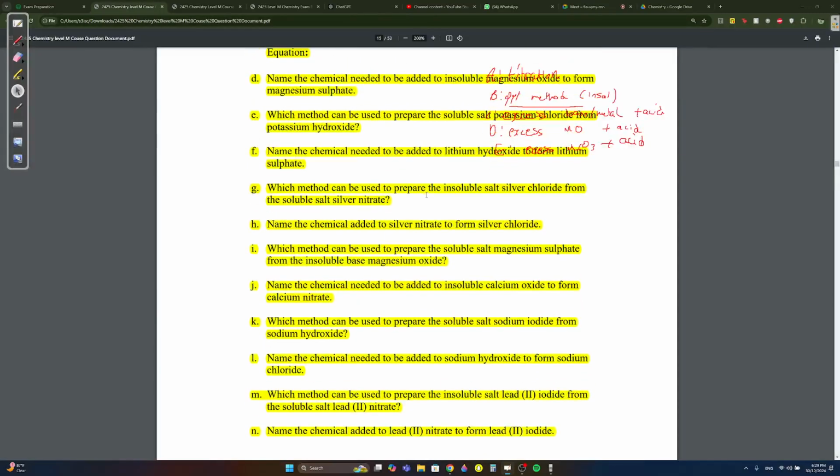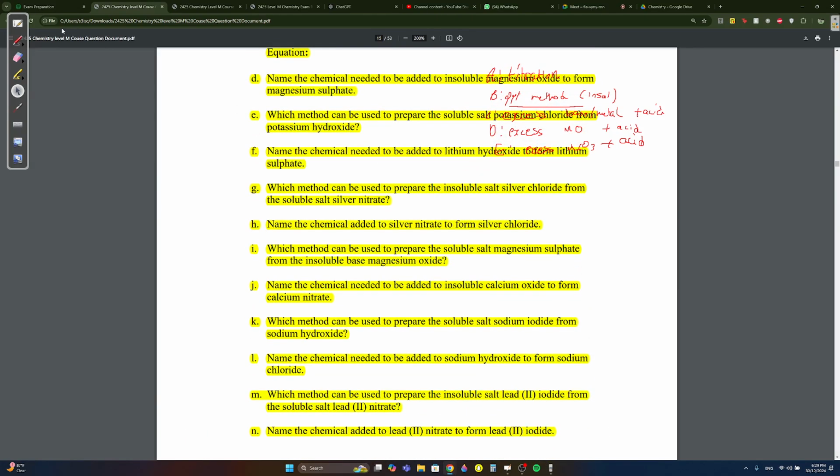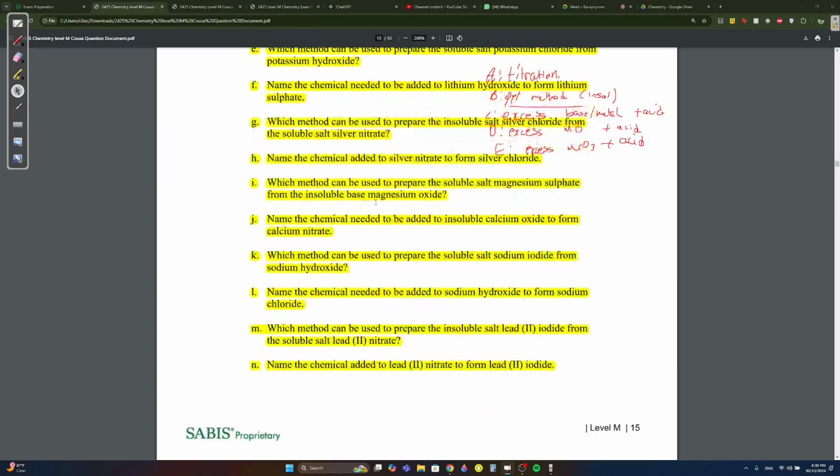Okay, which method can be used to prepare part G? We did F. Which method can be used to prepare the insoluble salt silver chloride from the soluble salt silver nitrate? Okay, insoluble salt, and we're going to use which method? Precipitation method, so method B. Easy. This question is so easy.